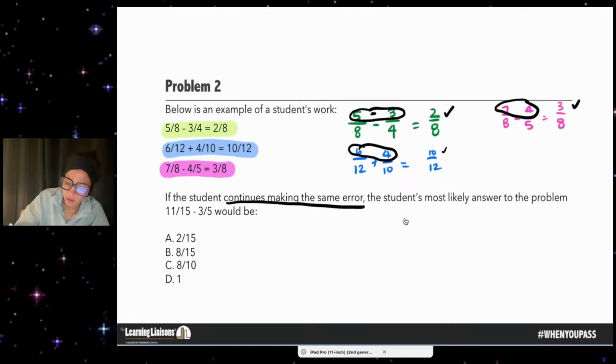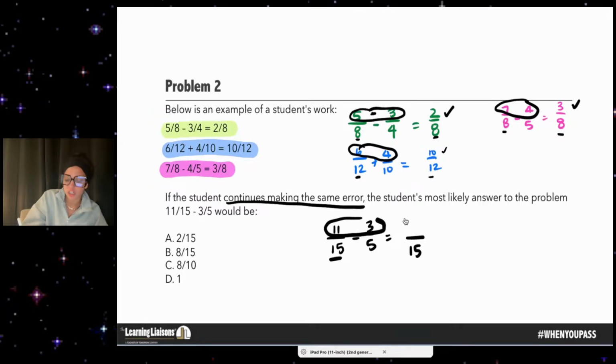All right, how did they get their denominator? 8, 8. Okay, it looks like they kind of just maybe took the first denominator. Let's see if that's what they did moving forward. 12, 12. 8, 8. So they took the first denominator as the answer. So 11/15 minus 3/5 would equal this first denominator here, which would be 15, and then do the operation just to this right here. So 11 minus 3 would be 8. So the answer to this problem would be 8/15.